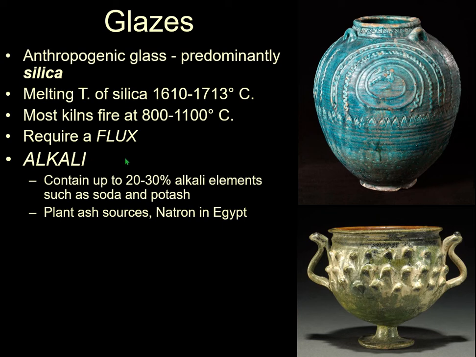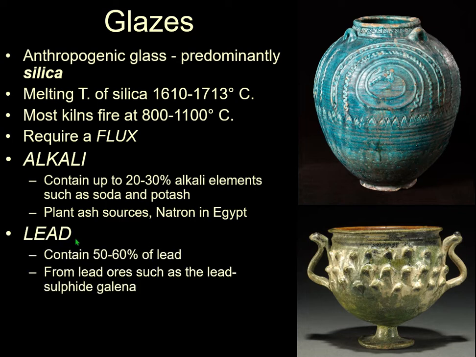Now you can have an alkali flux, which contains 20 to 30% alkali elements such as soda and potash. And this mostly comes from plant ash sources, halophytic plants. In Egypt they have a source, a mineral source called natron, which they use. And that makes pottery look a bit like this.